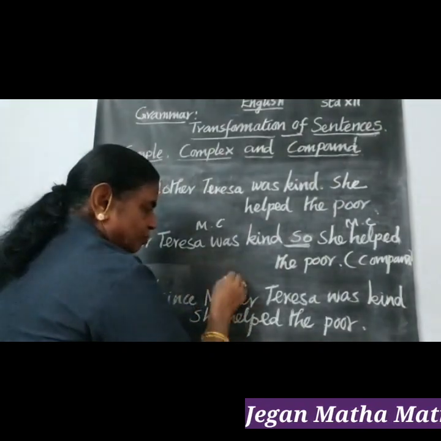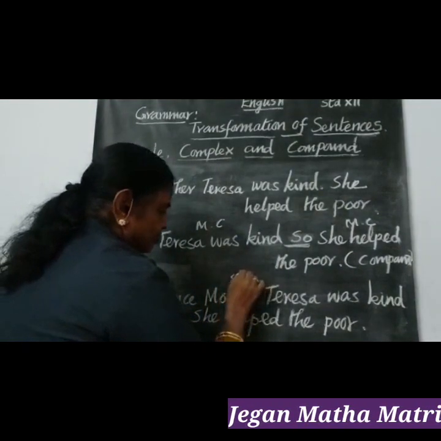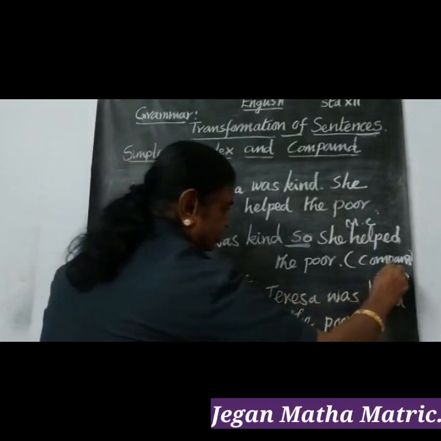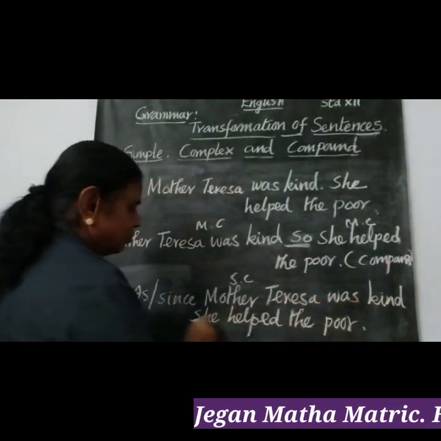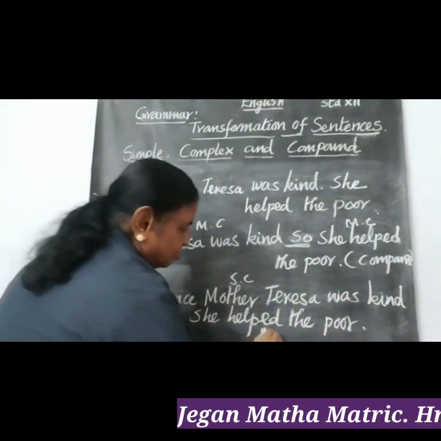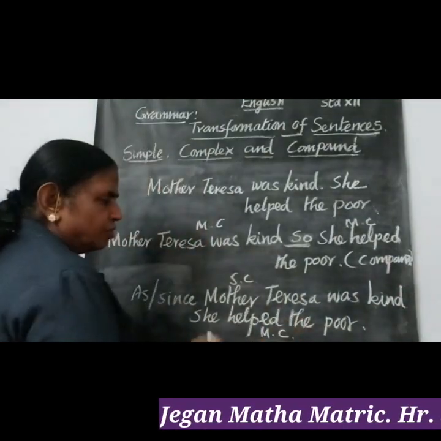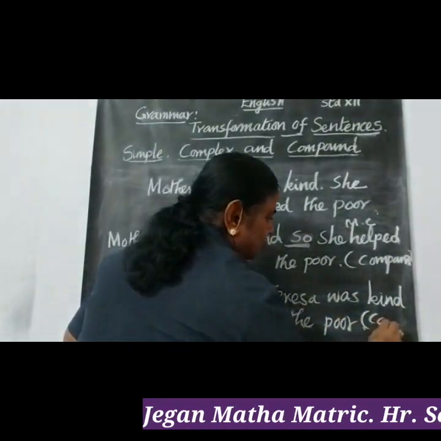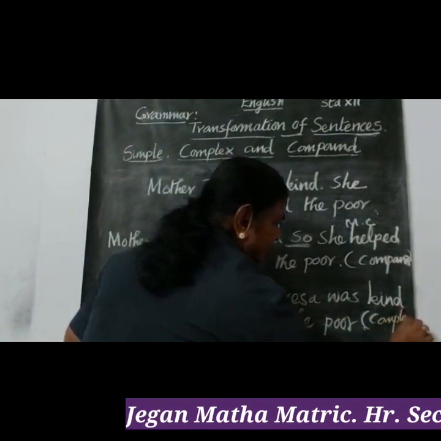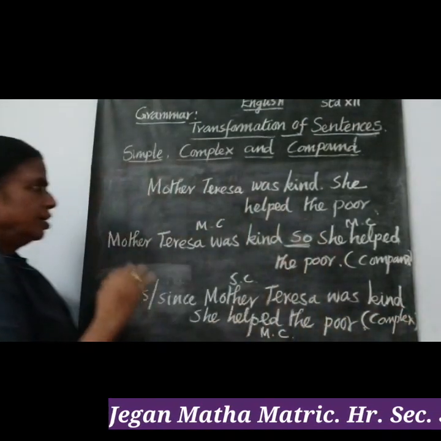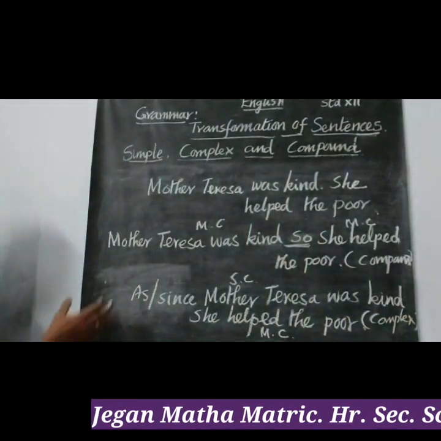Here there is one subordinate clause, and then "she helped the poor" became the main clause. Okay, so automatically it is a complex sentence. A complex sentence.